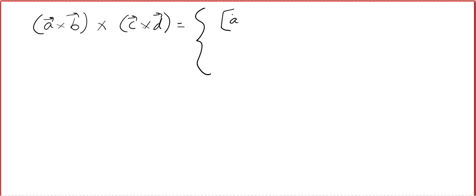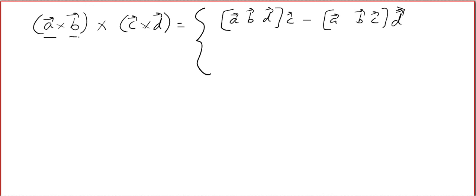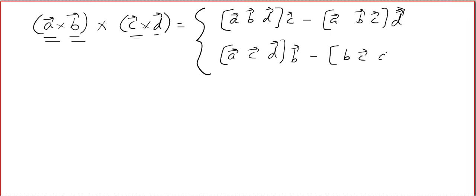So the first result goes like box A, B, D, C minus A, B, C, D. It's very easy to learn by heart, so I kept it in my mind. Look at this: A, B, D, C, and next one is A, B, C, D. And there is yet another option, where the C will come inside the box: A, C, D. What's the missing thing? B. Minus B, C, D. What's the missing thing? A.